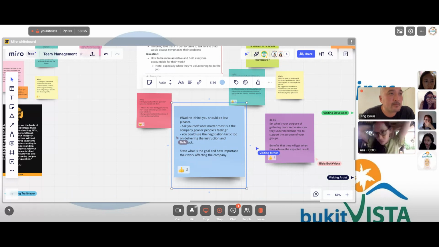Jadi professional in terms ketika satu hal melenceng dan kamu ngerasa you need to say something difficult, but you don't feel like you can say it because professionally that's wrong. Professional that needs to be addressed gitu. Mungkin itu aku ya sama benar. Company goals, people feel, you could also use the negotiation. Okay, Lilis.